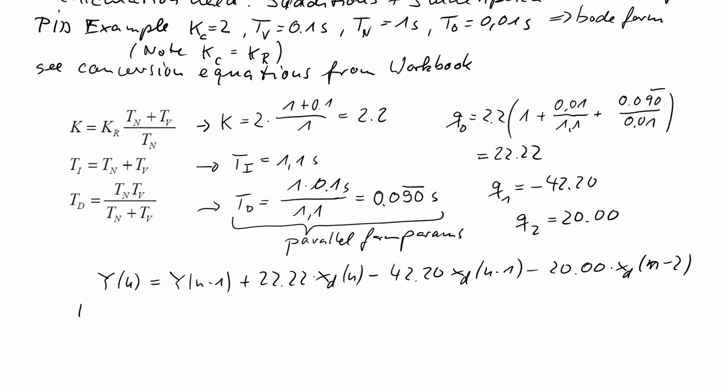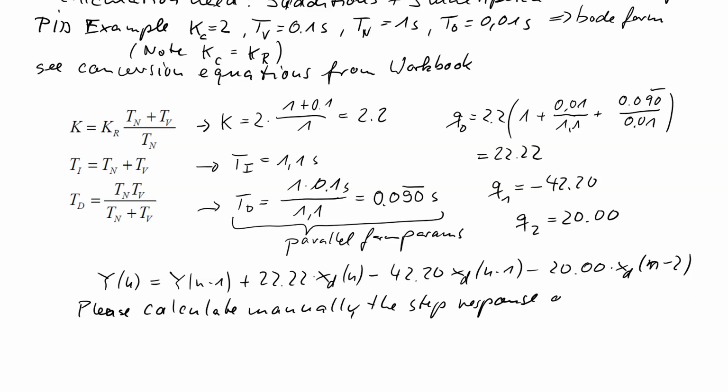A small exercise, please: calculate for yourself by hand, manually, the step response of this algorithm. That means xd is 1 starting with n0, and then go step by step through this algorithm. If you do this for yourself, then this may be a help. The solution comes up with the next video.